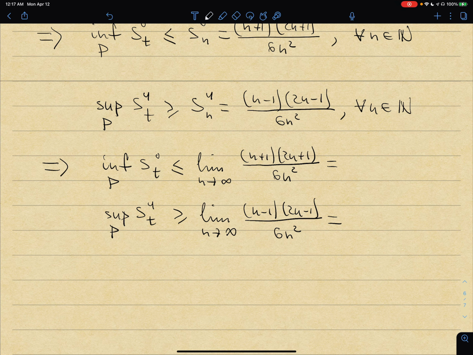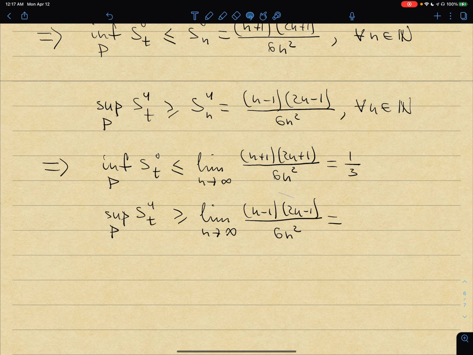Well, as n goes to infinity, both top and bottom go to infinity, but both are polynomials. And so you know that the limit of the ratio of two polynomials is the same as the limit of the ratio of the highest powers that you see. In this case, the highest power on the top is 2n squared, and on the bottom it is 6n squared. So the limit is the same as the limit of 2n squared over 6n squared, which is 2/6 or 1/3.